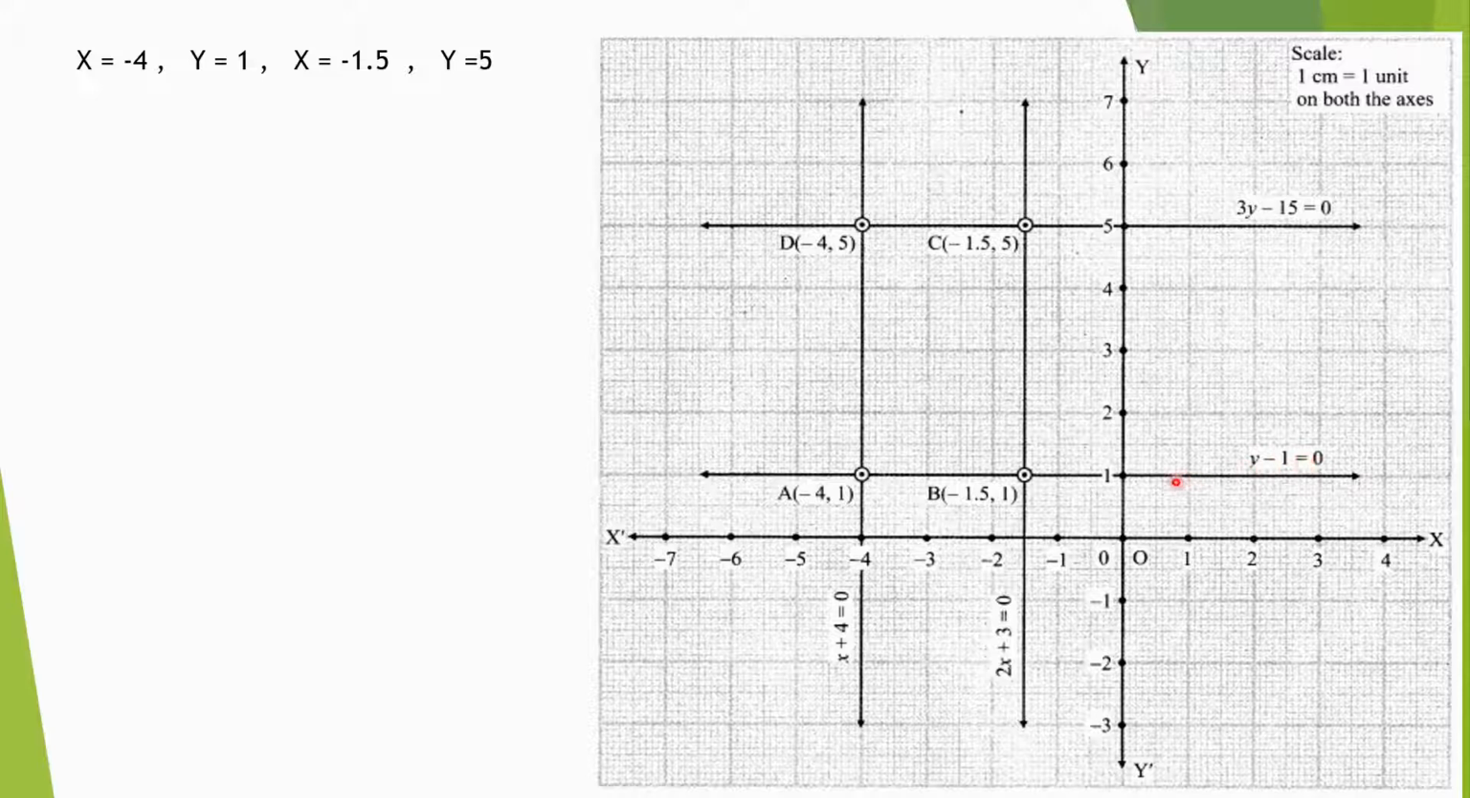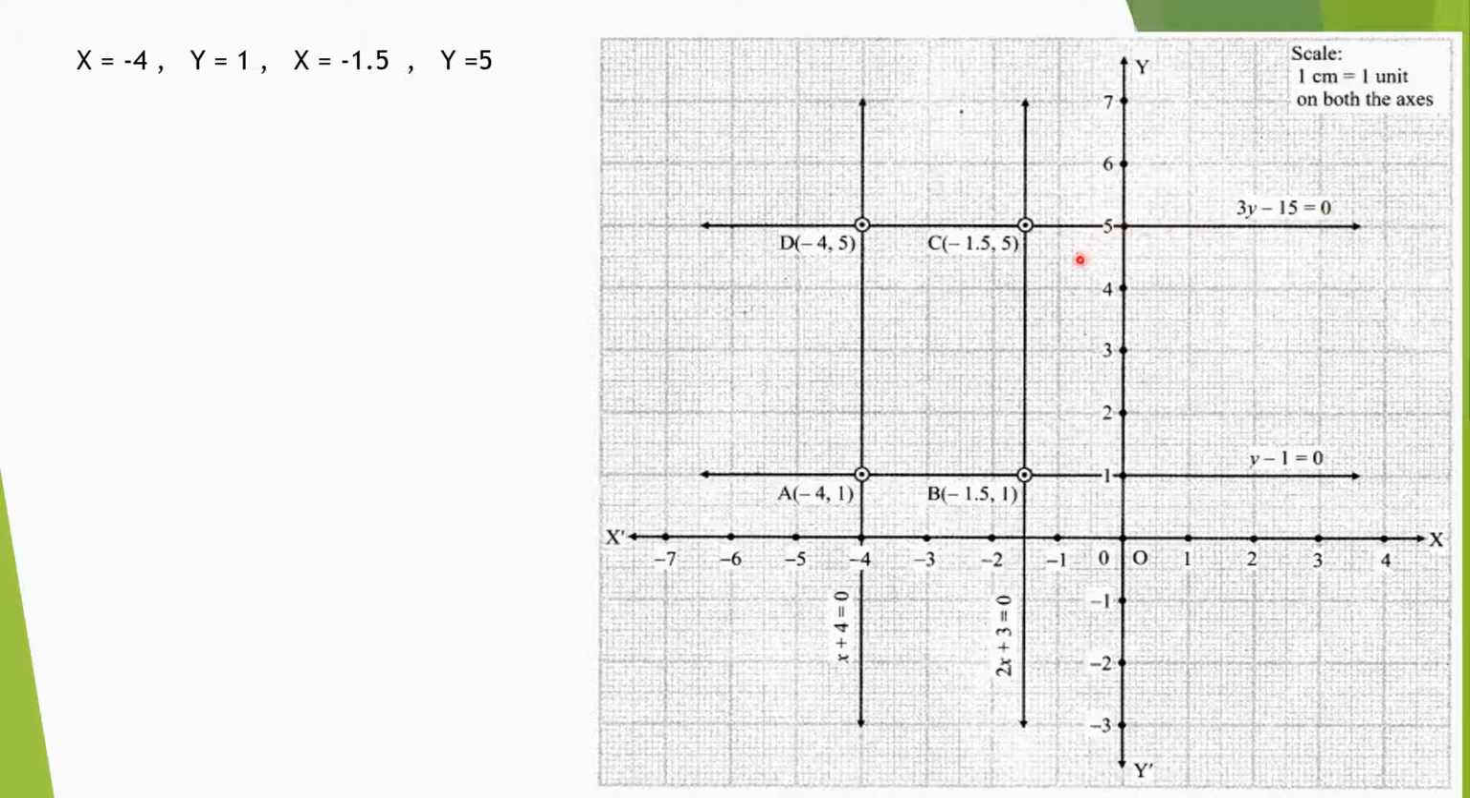And your third one, x is equal to negative 1.5. There is x is equal to negative 1.5. This line is parallel to the y-axis and towards the left at a distance of 1.5 units. And the last one, y equal to 5. This line is parallel to the x-axis and above the x-axis at a distance of 5 units. Here write 3y minus 15 is equal to 0.